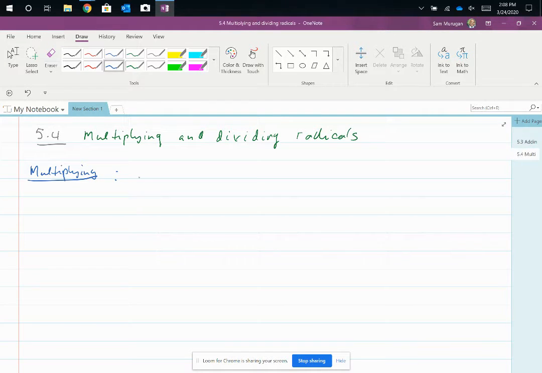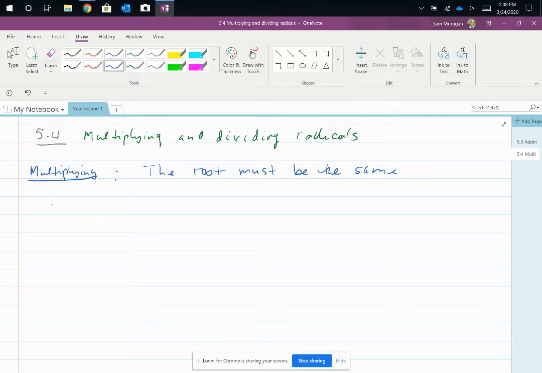Simple rule, the root must be the same, as opposed to when adding and subtracting where the entire radical must be the same. Here the root must be the same.